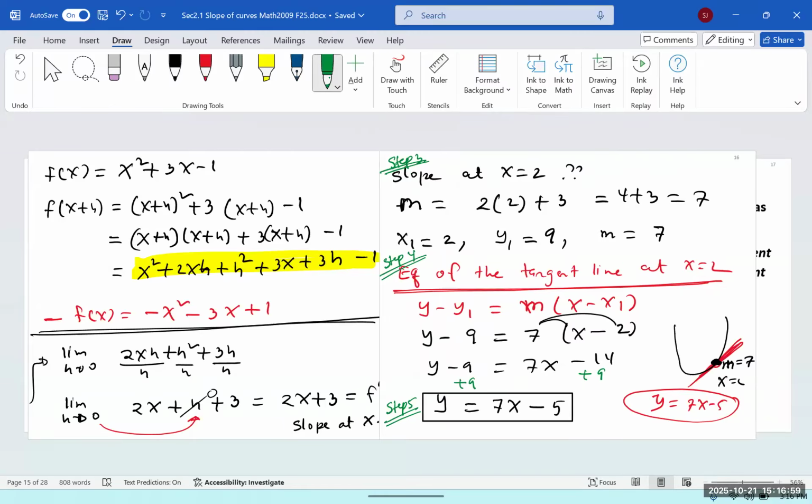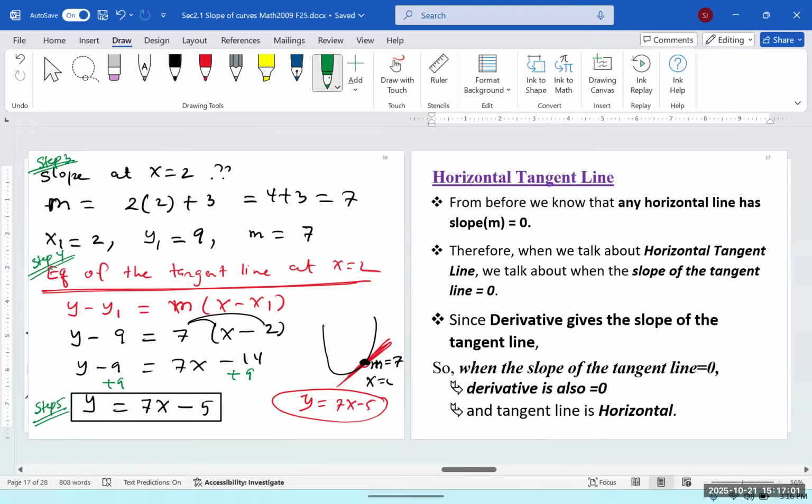Good news, we're not going to use the definition. Definition takes longer, right? After your exam, when you come back, we are going to learn a shortcut to find all these derivatives, which is much simpler. But then the next topic is horizontal tangent line.